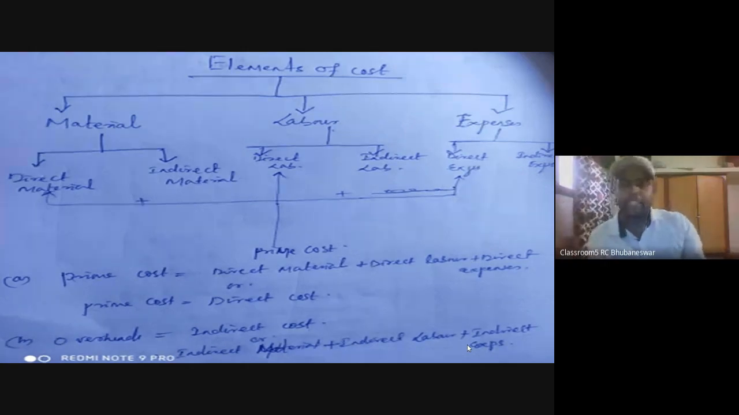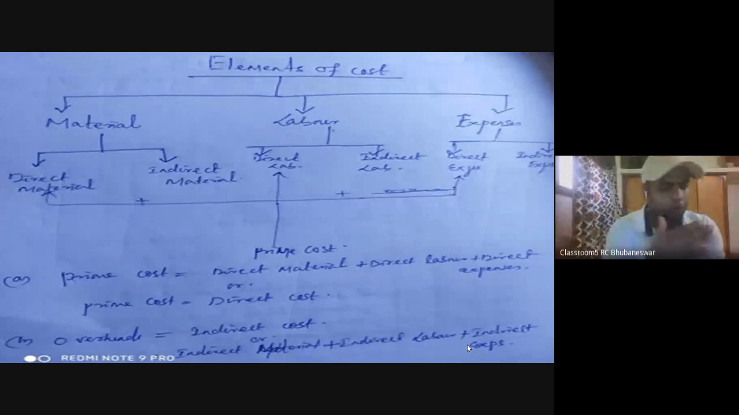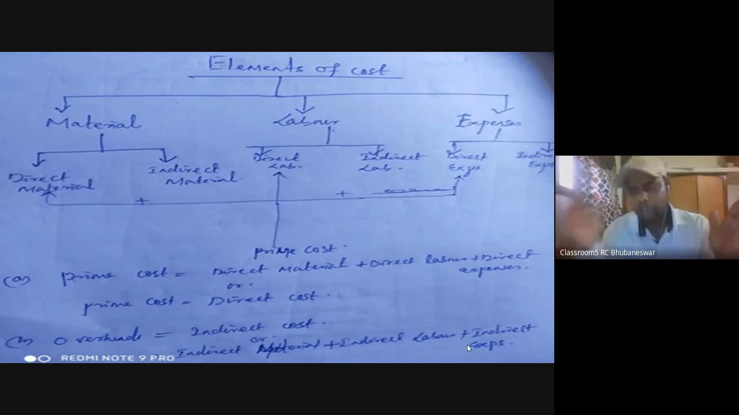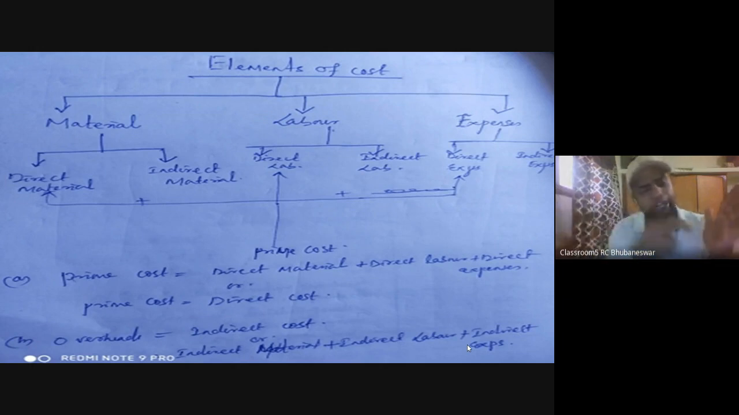Direct expenses means all those expenses which are made from the place of purchase till the material reaches the place of storage or storehouse. So all those expenses are linked to purchase. The expenses which are linked to purchase are known as direct expenses. Mark my words: all the purchase related expenses are called direct expenses.